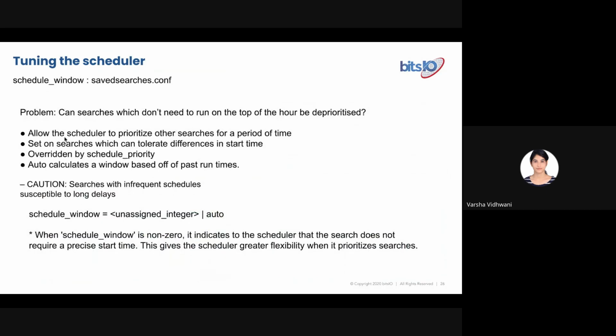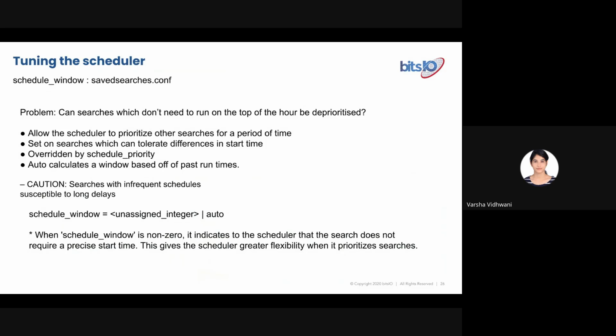Next option is the schedule window. Not all searches need to be executed at the top of the hour. We can allow less critical searches to run later, so high priority searches can take precedence. What we can do is tune the scheduler to prioritize searches based on importance and timing flexibility.